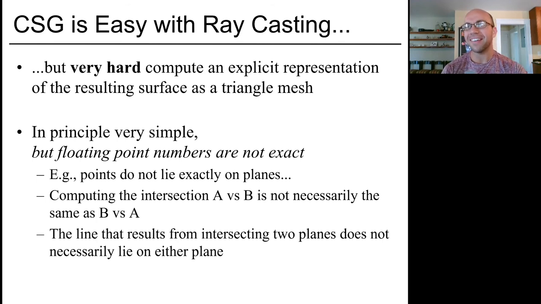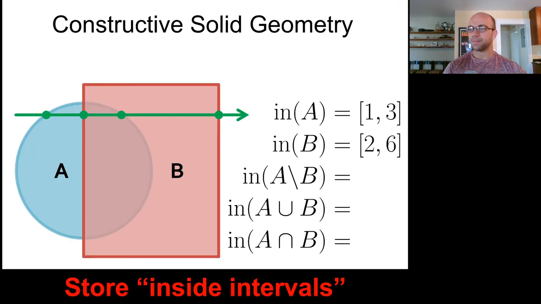But to reiterate, it's really hard using explicit representations, right? So if I wanted to make a video game that implemented CSG and rasterization, that's really, really difficult because I actually need a triangle mesh of the CSG output. Now, in principle, in ray tracing, CSG is pretty simple, but it involves some floating point values. And so because of rounding and some other challenges, we're going to have to fudge our computation a tiny, tiny bit. And we'll talk about that too. Before we get there, let's do a quick example.